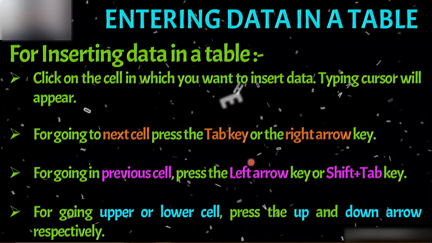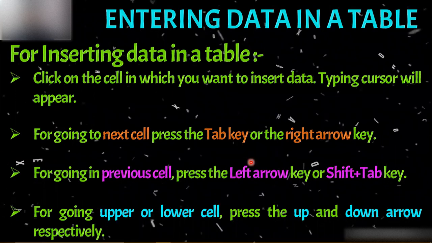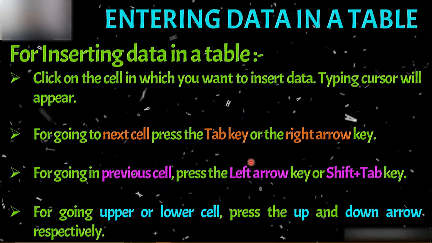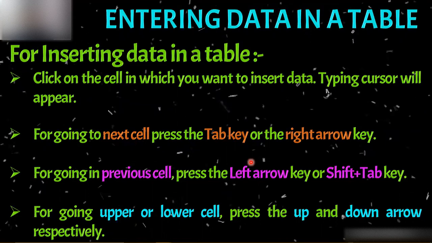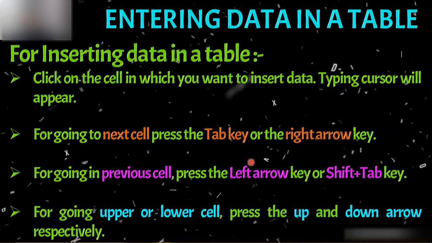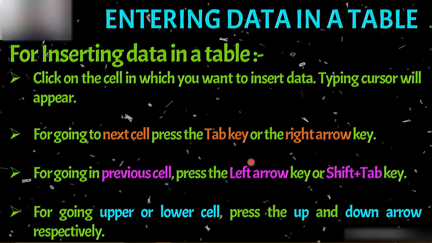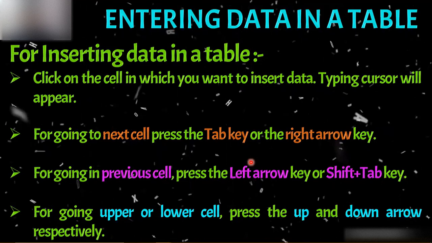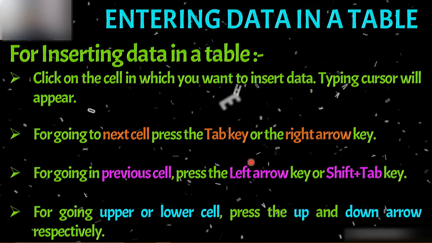Now for entering data in a table, there are a few things which you need to keep in mind. While working on a table, you need to insert some data in cells. There are several cells inside a table in which you want to add data. Each cell will contain a different set of data. So in whichever cell you want to insert the data, you need to bring the typing cursor there. By clicking on that cell, the typing cursor will appear, and then you can start typing by using the keyboard. That is the first point.